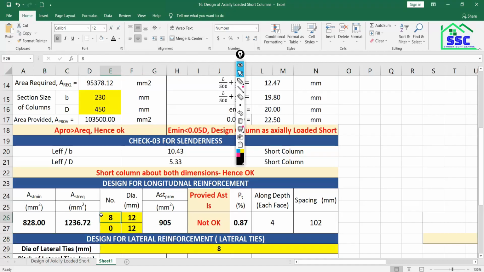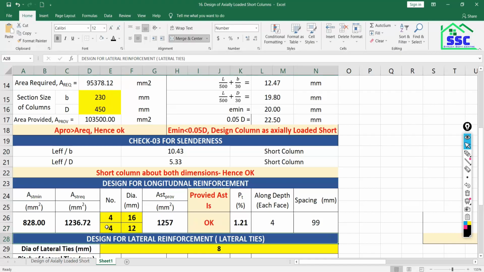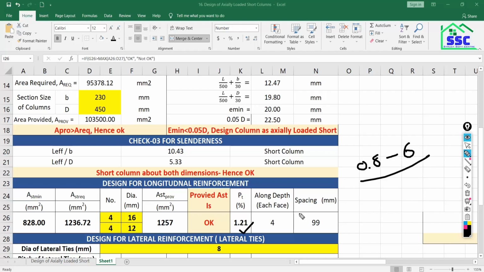So again I am going to change it. Let's say I would like to put 4 bars of 16 mm dia and 4 bars of 12 mm dia. How much is it going to become? 1257, and required is what? 1236. Now it's okay. Provided is more than your required. Now percentage of reinforcement, how much percentage have we provided? How to calculate the percentage of reinforcement, I hope you all know. So the provided percentage of reinforcement is 1.21. It should be within the limit of 0.8 to 6%. So now it's okay.